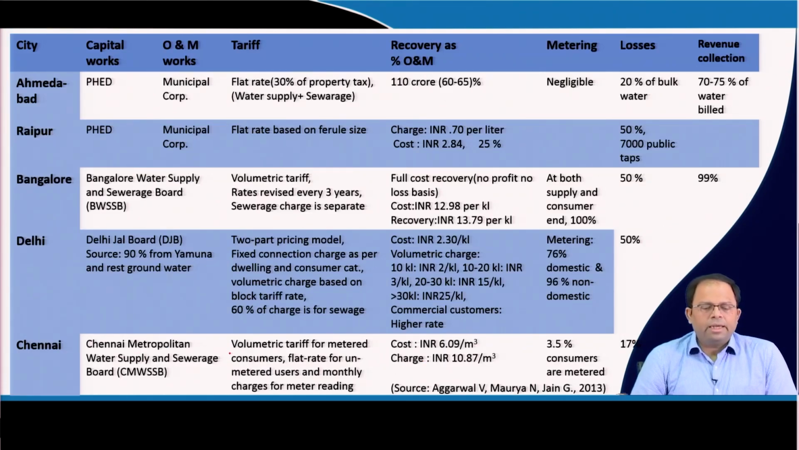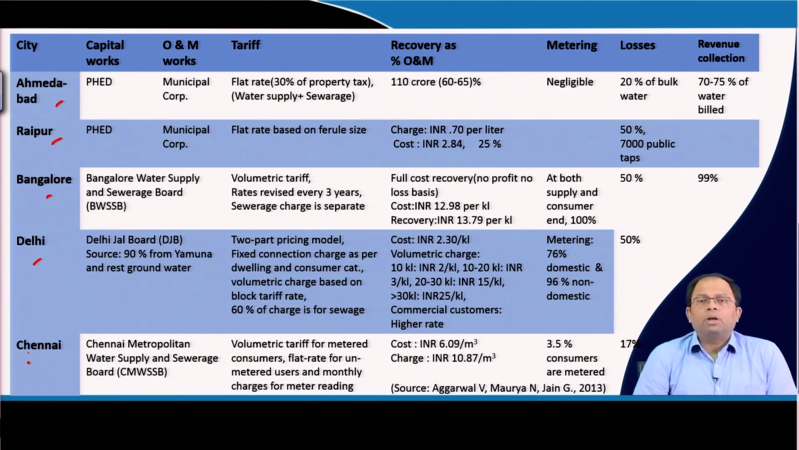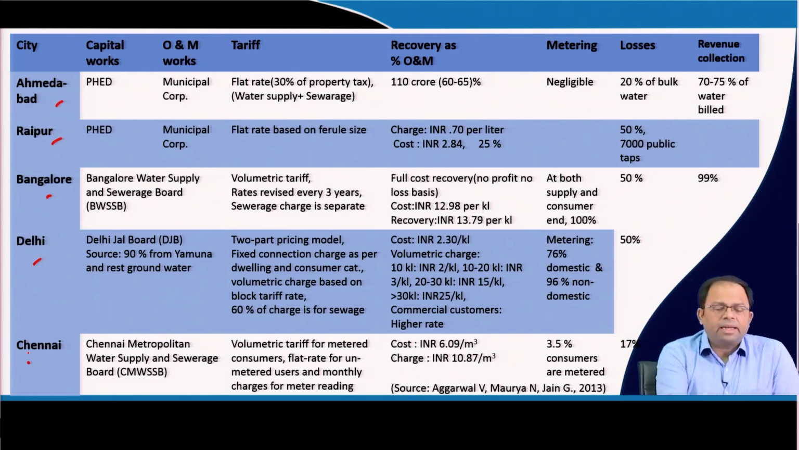So this shows you a case study of a few cities like Ahmedabad, Raipur, Bangalore, Delhi and Chennai, which gives a snapshot of the status of water supply in these cities. We see that the capital works for water supply, that means new projects and new investment, are done by the PHED, the Public Health Engineering Department of the state, and then the operation and maintenance work is taken care of by the municipal corporation in both Ahmedabad and Raipur.